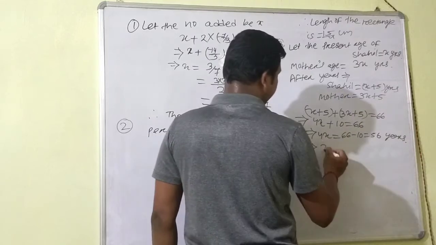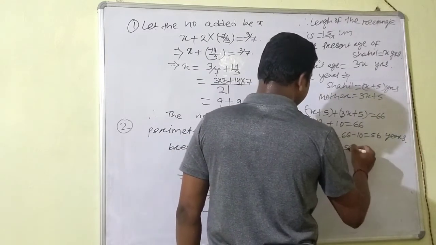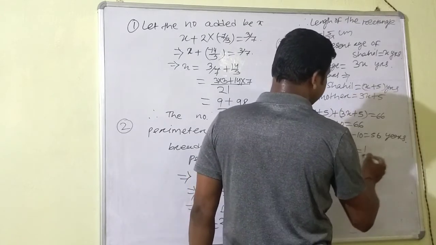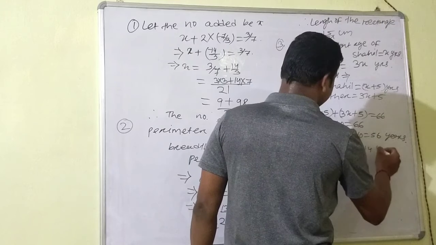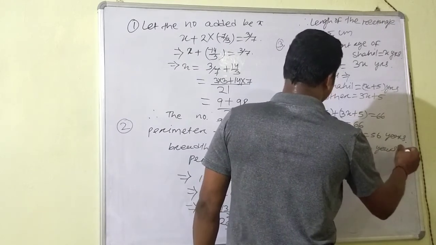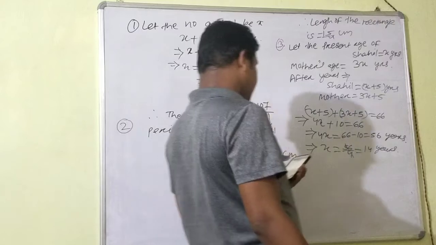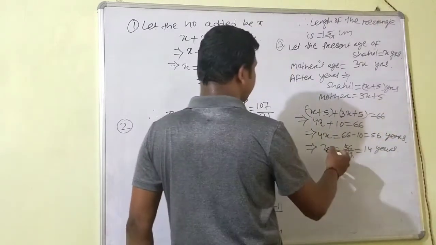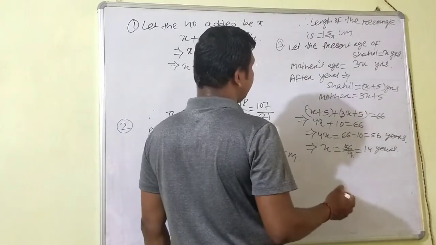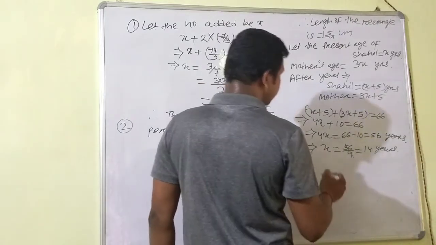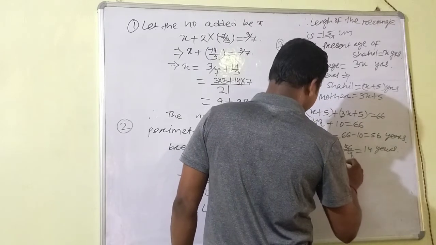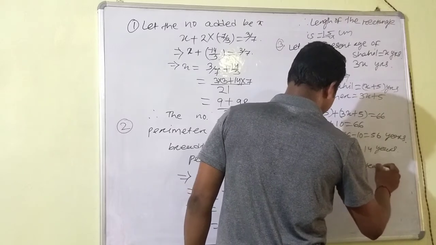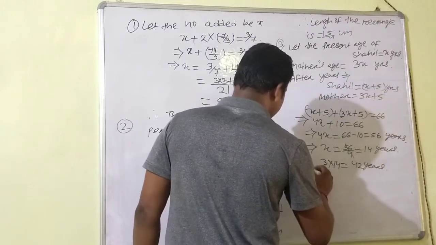Then next, x equal to 56 divided by 4, that is 14 years. We have to write down the present age of Sahil and his mother. So x is the present age of Sahil and his mother is 3x, that is 3 into 14, 42 years. So we will write down conclusion.